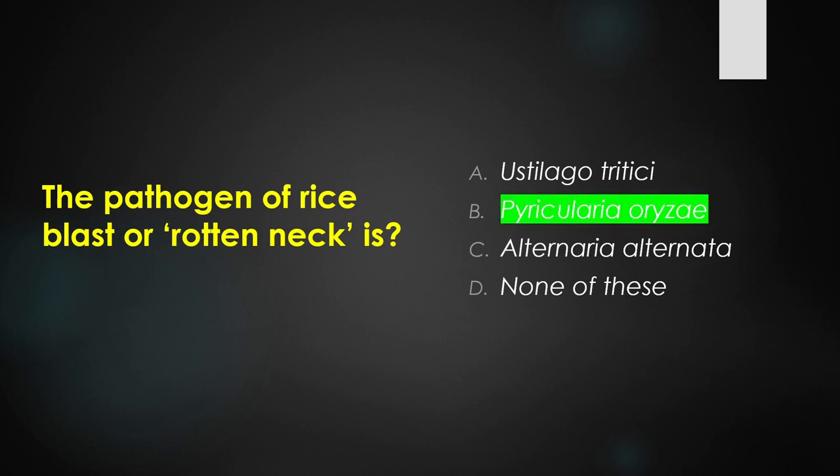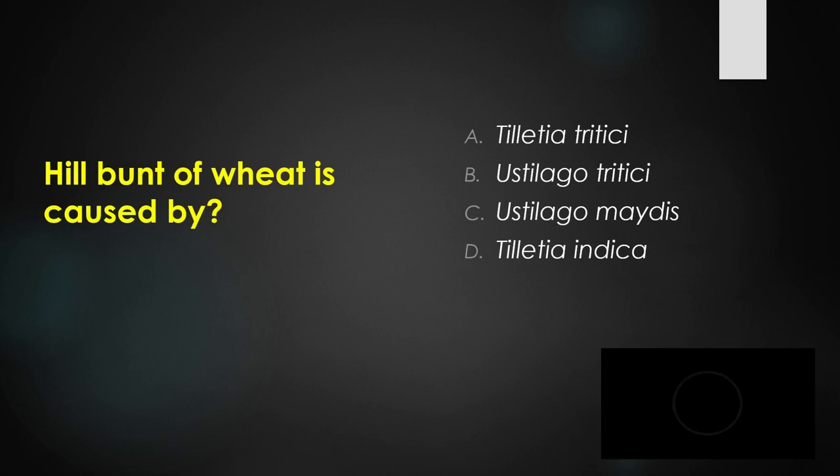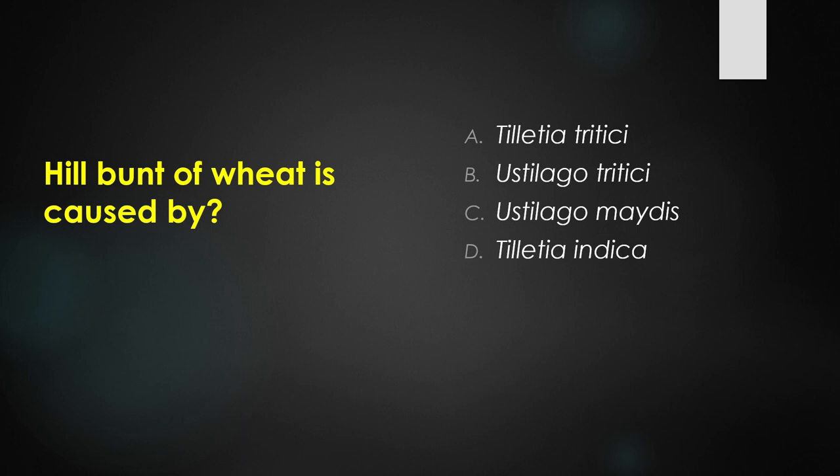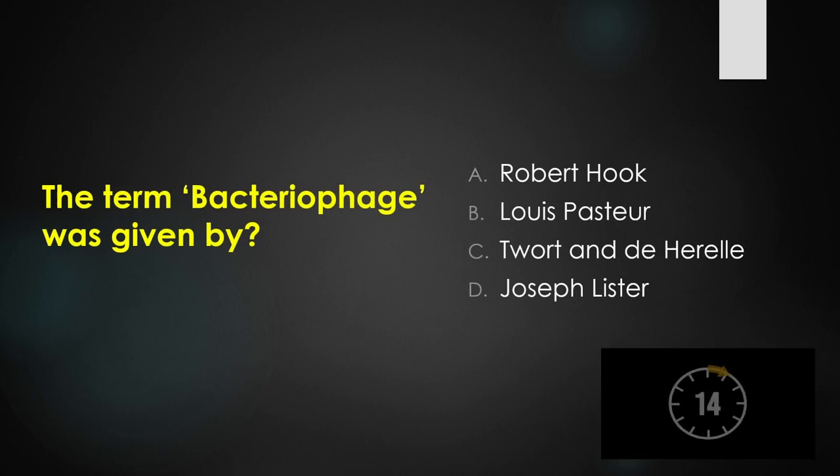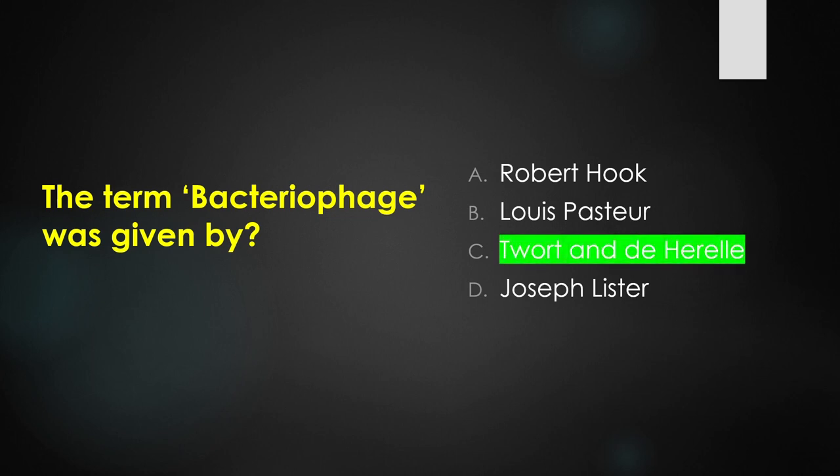The pathogen of rice blast or rotten neck is Pyricularia oryzae. Heel bunt of wheat is caused by Tilletia tritici. The term bacteriophage was given by Twort and d'Herelle.